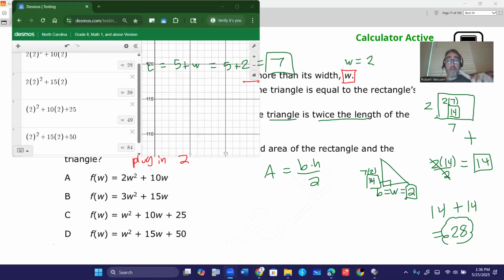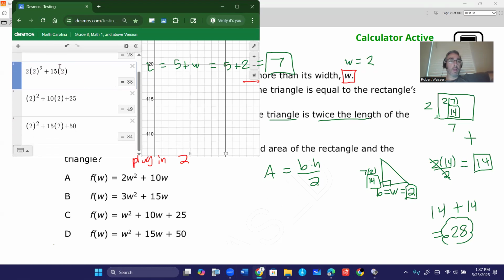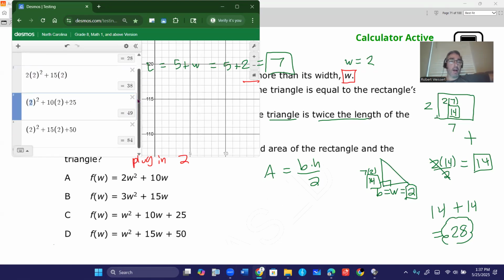All right, so knowing that the combined area is 28 and that my test number for W was 2, I went through and looked at all my choices and I simply plugged in wherever I saw a W for the expression. And you're going to see that 2W squared plus 10W gives me 28, whereas the other ones, when I plug in for all the W's, give me something different. So I actually have my answer as A, without doing the algebra bit that we did in there.